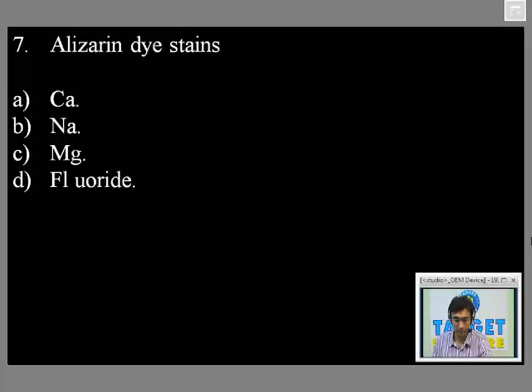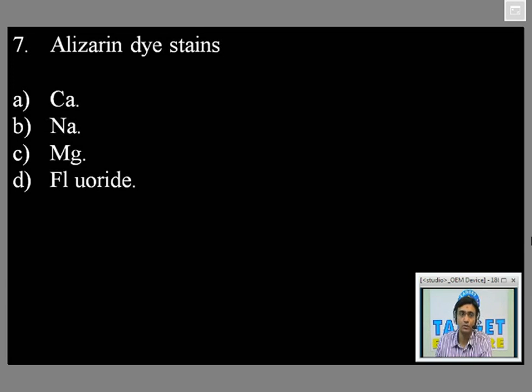Seventh question, which says that alizarin dye, it stains what? Alizarin dye was found as a vital stain by Hunter. What he found when he was studying the bones of pigs in that area was that the pig bones were stained in a pattern by some dye. So he found out what they were feeding on. He found out that these pigs were feeding on textile waste which contained alizarin dye.